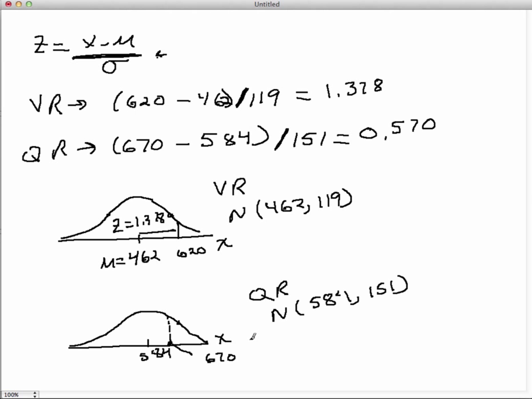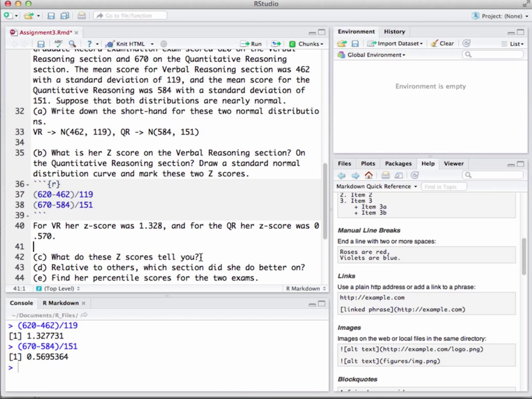All right, so as we can see, roughly these distributions are obviously different shape, but we can see that her verbal reasoning score fell higher in the distribution than her quantitative reasoning did when compared to her peers, okay? All right, so let's go back to RStudio here, and it says, what do these z-scores tell you? Okay, so that one is just pretty much a canned answer here. They give the number of standard deviations above the mean.